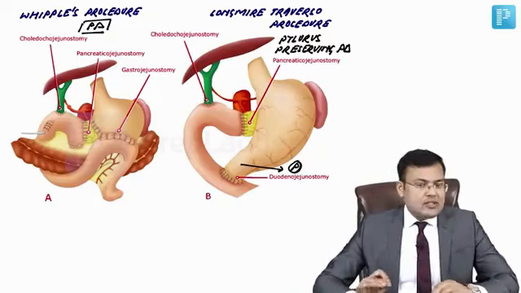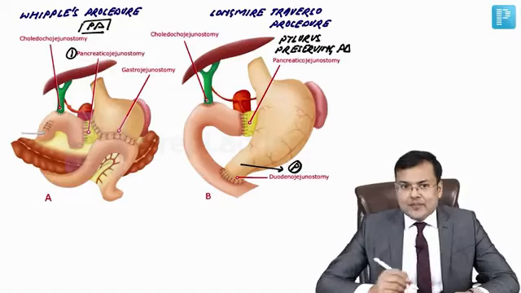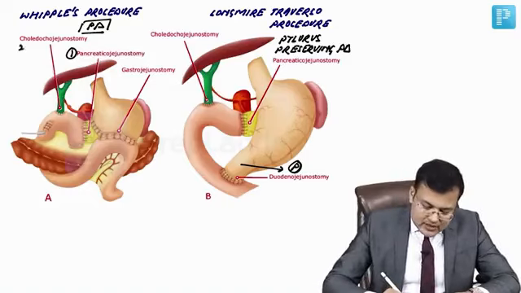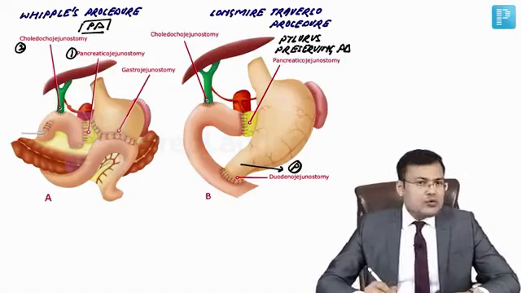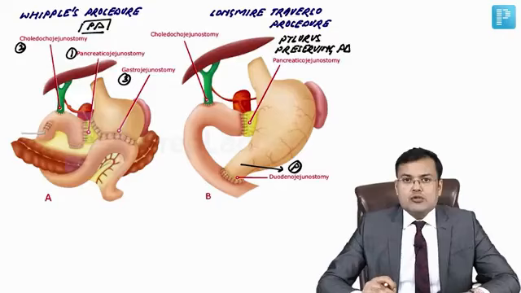So rest of the anastomosis is seen. What is the first anastomosis? There is pancreaticojejunostomy. There is second anastomosis, that is hepatico or choledochojejunostomy, and the third anastomosis in Whipple's procedure, gastrojejunostomy.